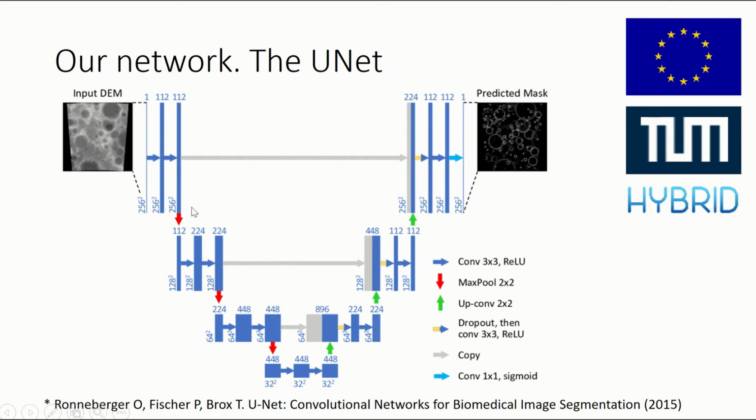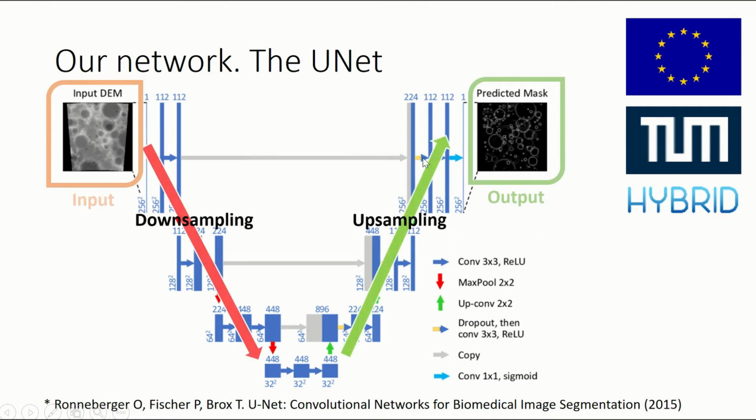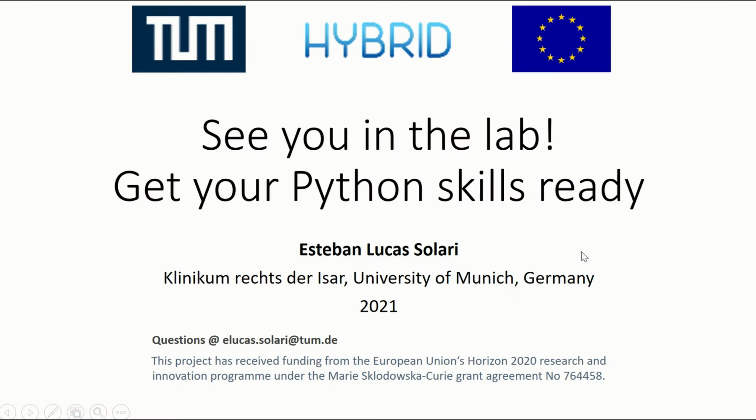So we're going to try to program this small UNet network. Just some concepts. As I told you, this is the input and output. You have a downsampling step and an upsampling step. You have a semantic layer, and you have skip connections. We explained all of those already, so we are ready to go and start our programming. So see you in a second, and get your Python skills ready because you're going to need them.